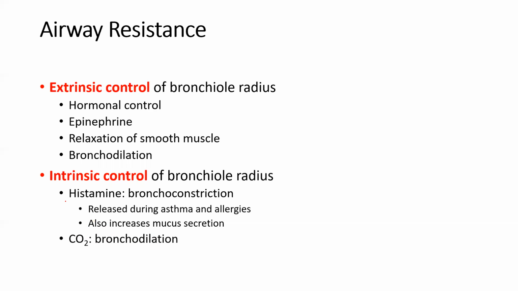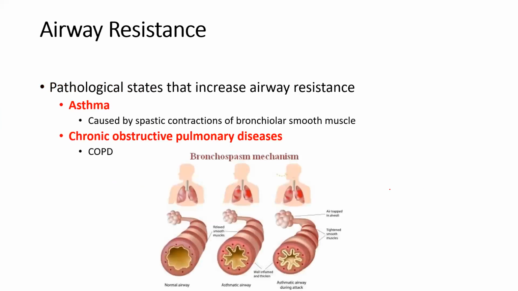All right. So we spoke about some of the extrinsic controls, hormones and neurotransmitters. And then we talked about some of the intrinsic controls, histamine, which causes bronchoconstriction, and CO2, which causes bronchodilation. What we'll speak about now is the pathological connection to this in terms of two diseased states. One is asthma and the other is COPD. Both of these have a similar etiology, a similar disease process, but the progression is a little bit different.